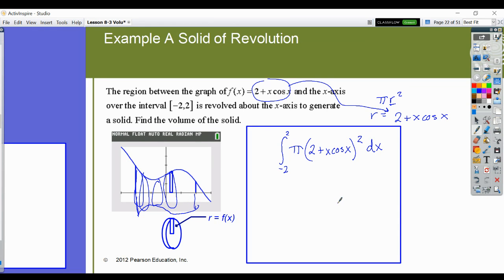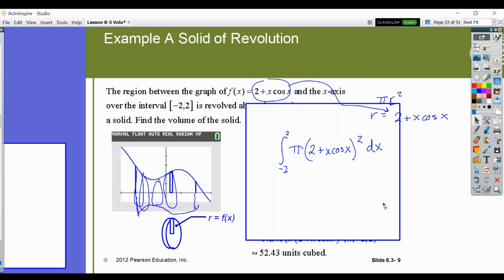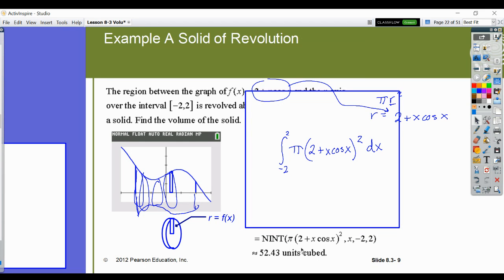So for these problems, we're definitely going to probably use a calculator because we've got the product rule in there, and that would not be very fun to do by hand. So put it in your calculator, and the answer is 52.43 cubic units. It doesn't have units, but if it had units, they would be cubed.